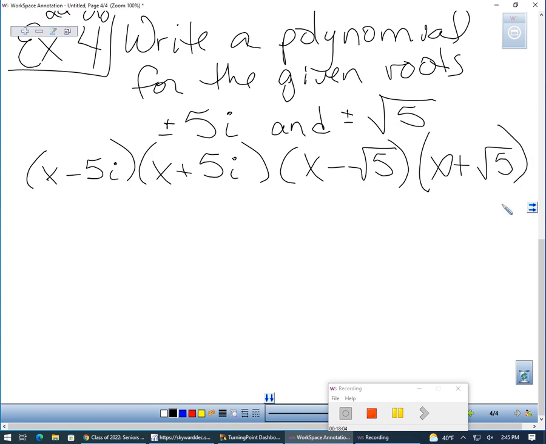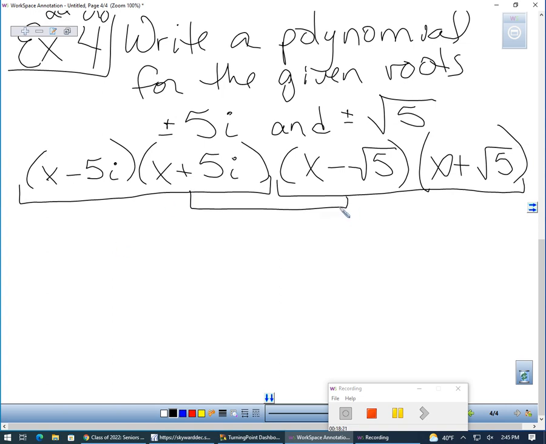Now we get to put these all together in one beautiful, fabulous polynomial. So we're going to do a box for the first 2, and your i's should all drop out. You're going to do a box for the last 2, and all your radicals should drop out. And then you multiply those 2 together. Okay? So here we go.